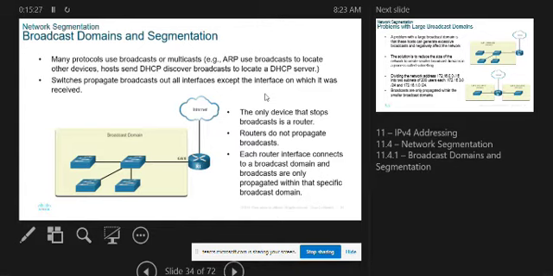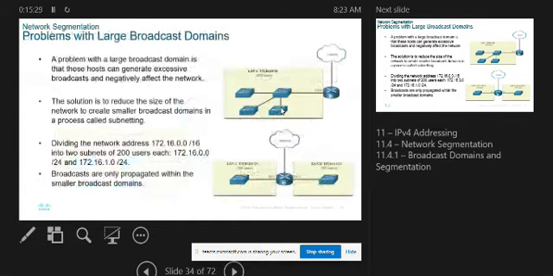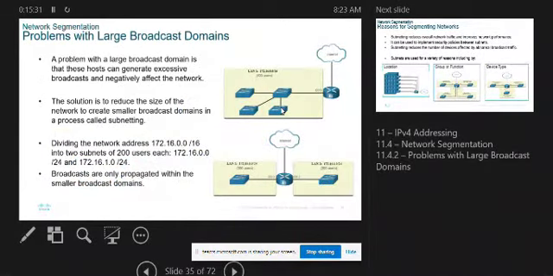So how do we alleviate that problem? We use something called segmentation. The problem with a large broadcast domain is that these hosts generate excessive traffic, which negatively affects our network. So what are we going to do? We're going to reduce the size of these broadcast domains. So we shrink things.